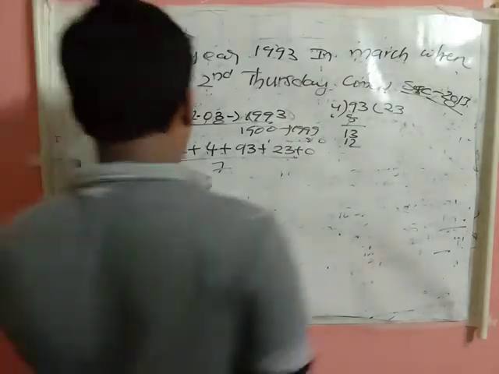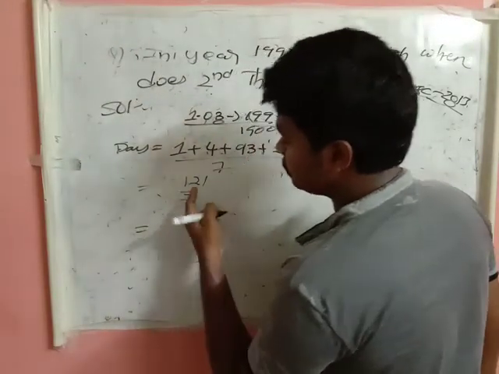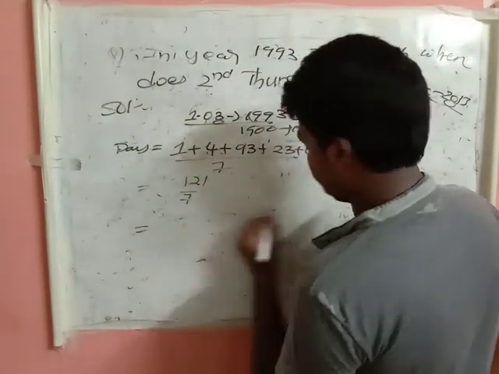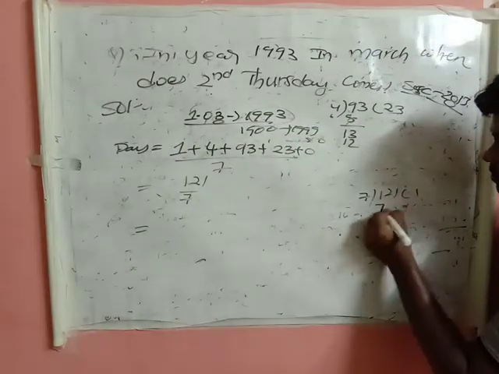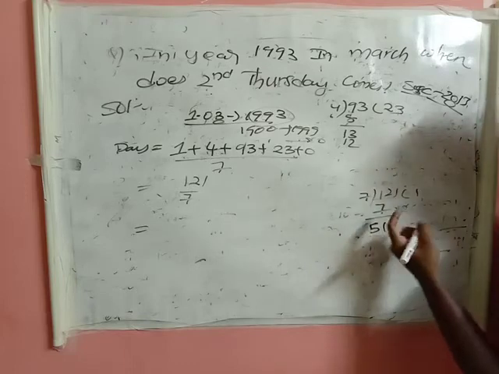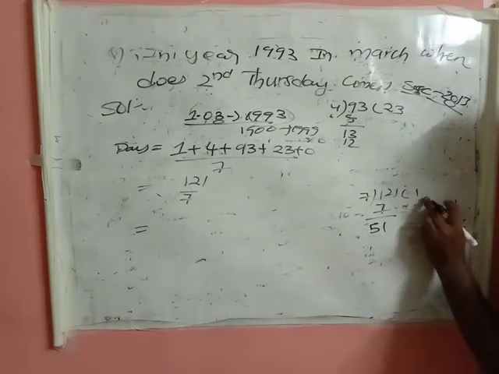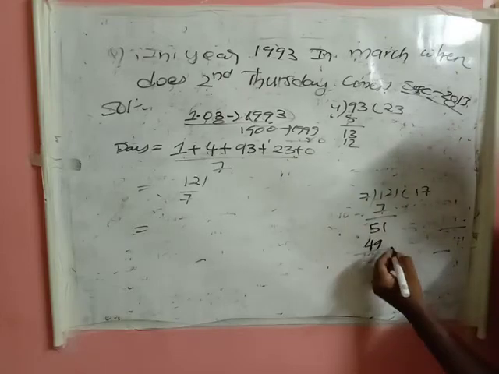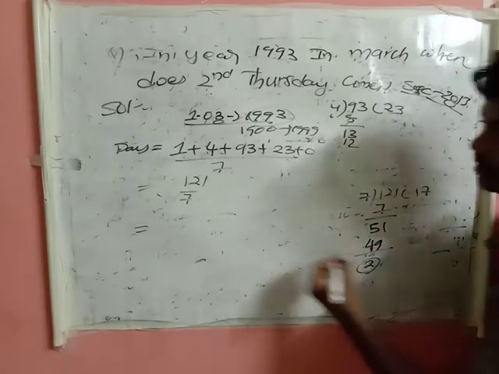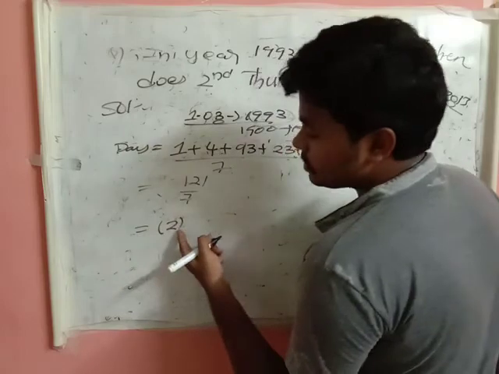Now you just try to divide 121 by 7. 7 ones are 7. 12 minus 7 is 4. So 7 eights are 56, 7 sevens are 49. So 51 minus 49 is 2. The remainder is 2.